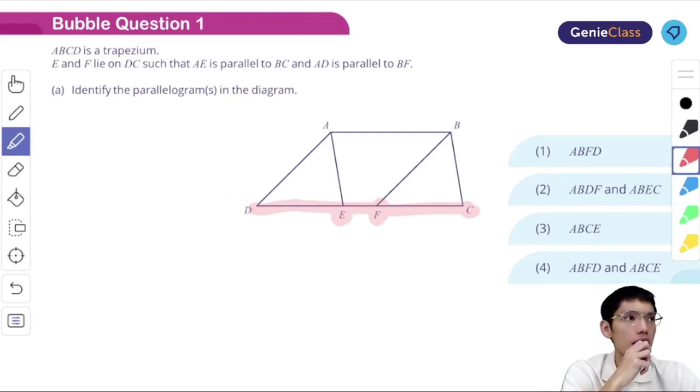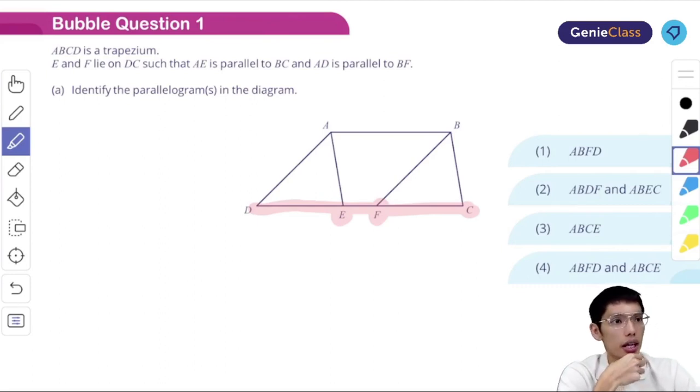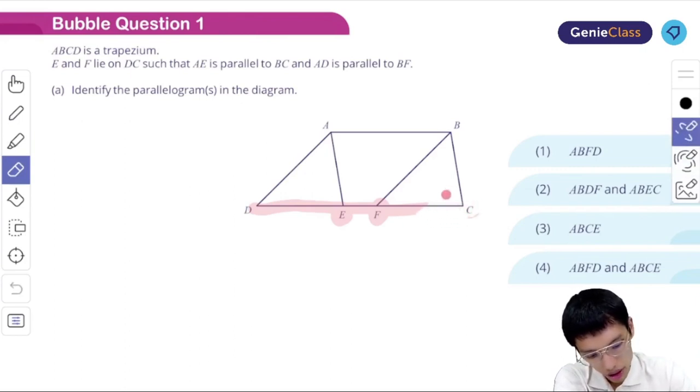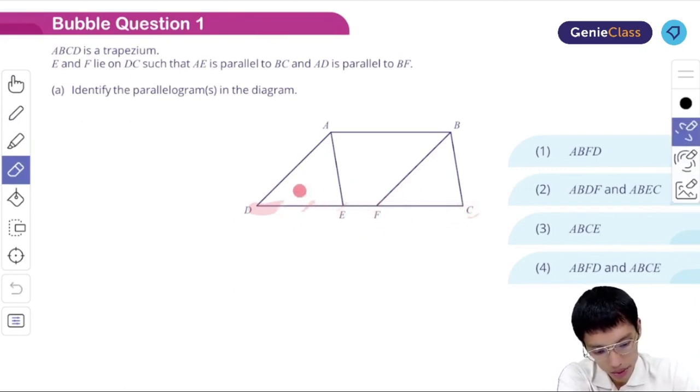Okay, last 10 seconds. I think most of you all got my parallelograms. Remember, for questions like this, the order is very important. Okay, I think most of you all got it, but let's see. So what is the parallelogram used in the question?